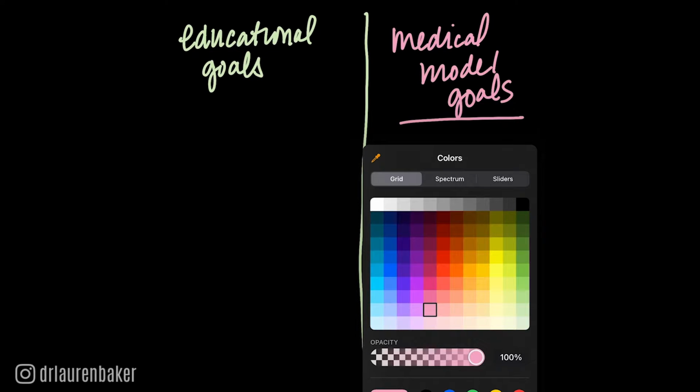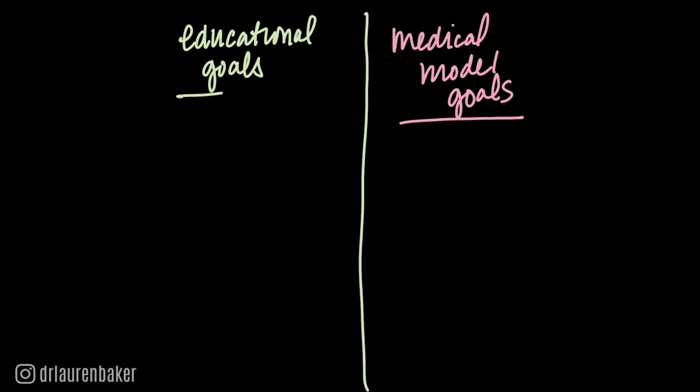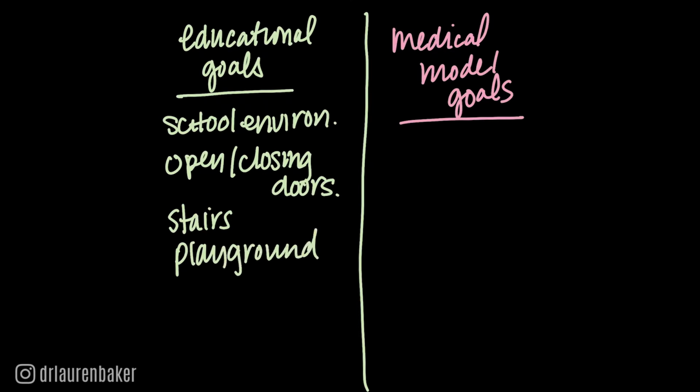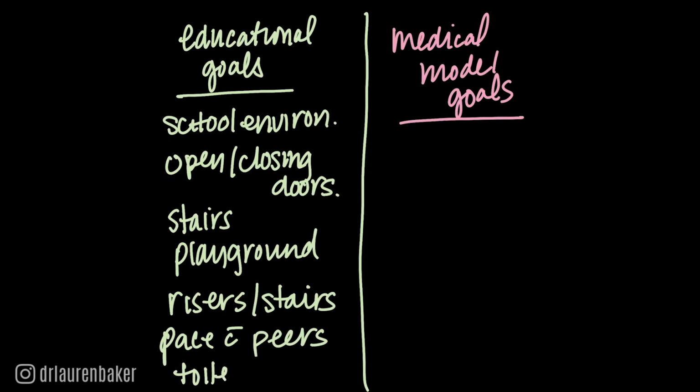The educational goals are essentially goals that would be functional in a kid's school environment. So you're going to look at the school environment. So opening and closing doors, stairs, playground. You're going to look at things that are really class specific. In music class, they might have risers, which are kind of like stairs, but a little bit different. Keeping pace with peers. You're going to look at toileting, the big one for PTs in the school-based environment. Those are kind of the big things. Really, you're going to look at environmental-based things.